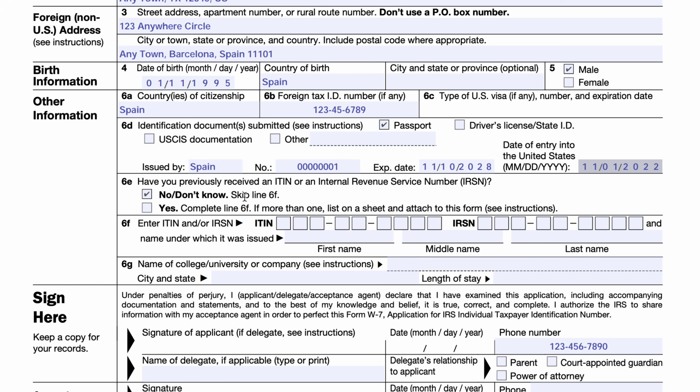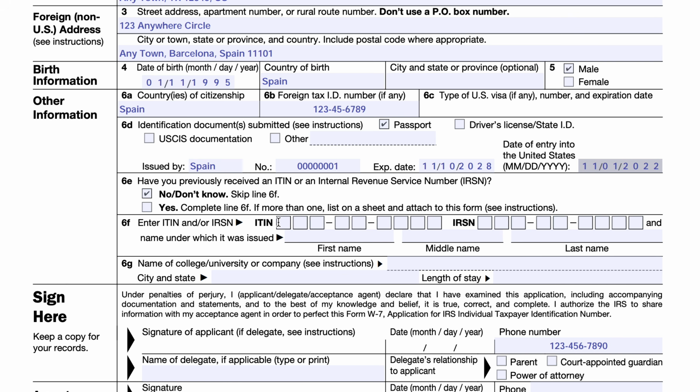As most people know, you should safeguard your ITIN or your social security number, but realistically, an IRS number is not as pertinent to someone's identity. So for this instance, we put no, but if you did have a previous one, you would enter it and then the name that it was issued under.